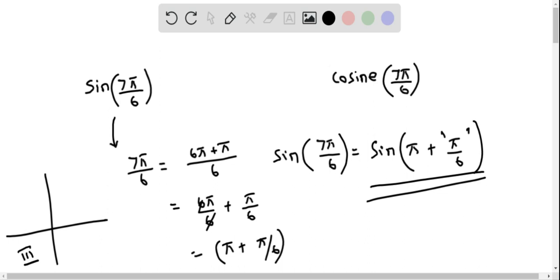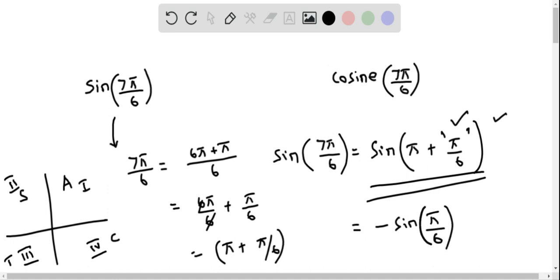And in quadrant 3, according to the CAST diagram, that is, first quadrant all is positive, second quadrant sine is positive, third quadrant only tangent is positive, and fourth quadrant the cosine is positive. So since this angle, that is pi plus pi over 6, lies in quadrant 3, we say that sine is negative. So we put a negative of sine of the reference angle. The reference angle is pi over 6.